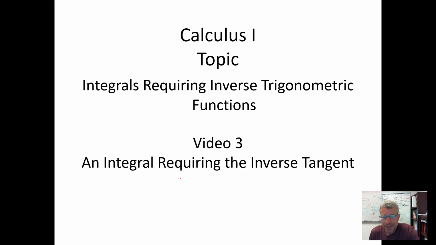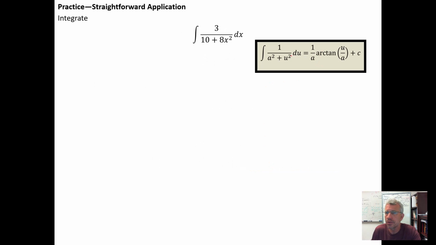So in this video, we're going to look at a slightly more complicated example than we looked at in the previous video, and we're going to need to use the inverse tangent function to resolve this integral. So I'm going to start off by rewriting the integral. So I have the integral of 3 over 10 plus 8x squared dx. And even though it doesn't look like it, what we're going to identify is that we really have a 1 over the sum of squares form. So the arctangent function is going to be the tool to use to resolve this integral ultimately.